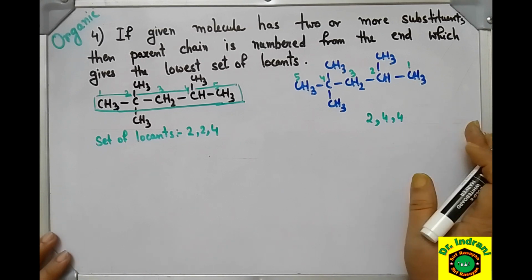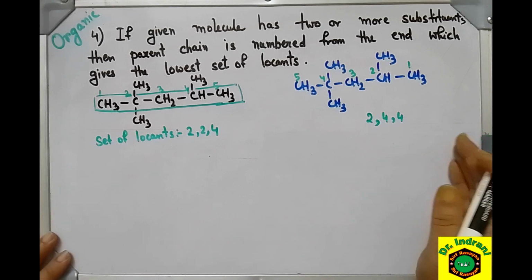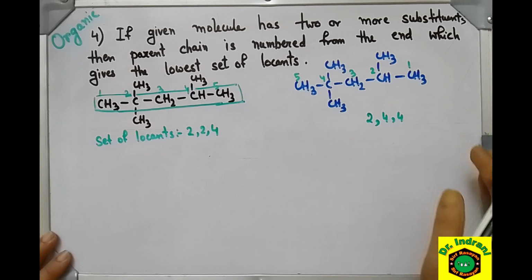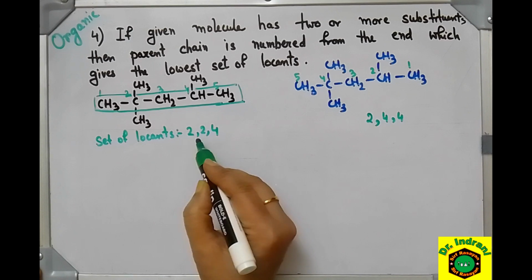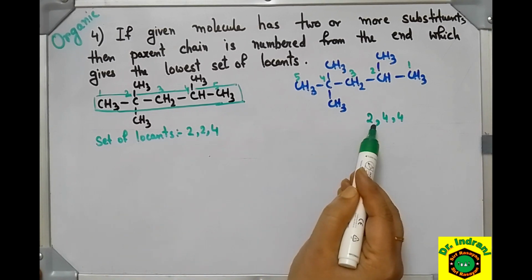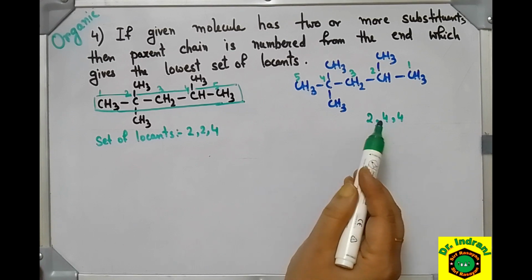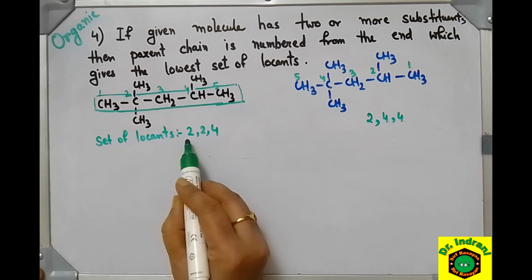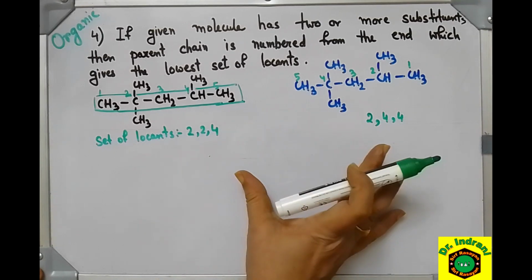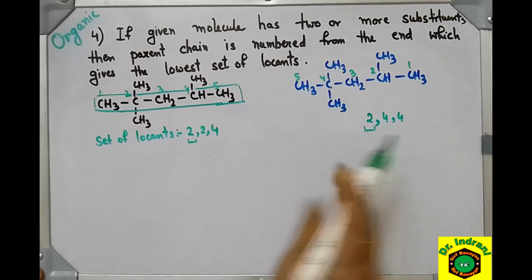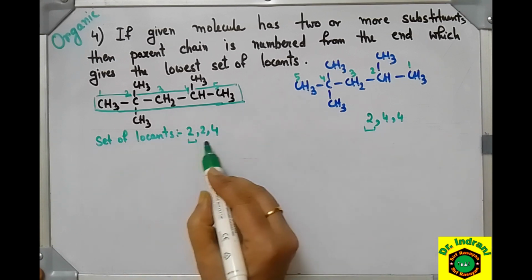So between these two sets of locants, we have to decide which one. In this set, how many terms are there? 3 terms. In this set also 3 terms. Now you have to compare each term, from here and here. Here the first term is 2, here also the first term is 2, no difference in comparison. Go to the next term.